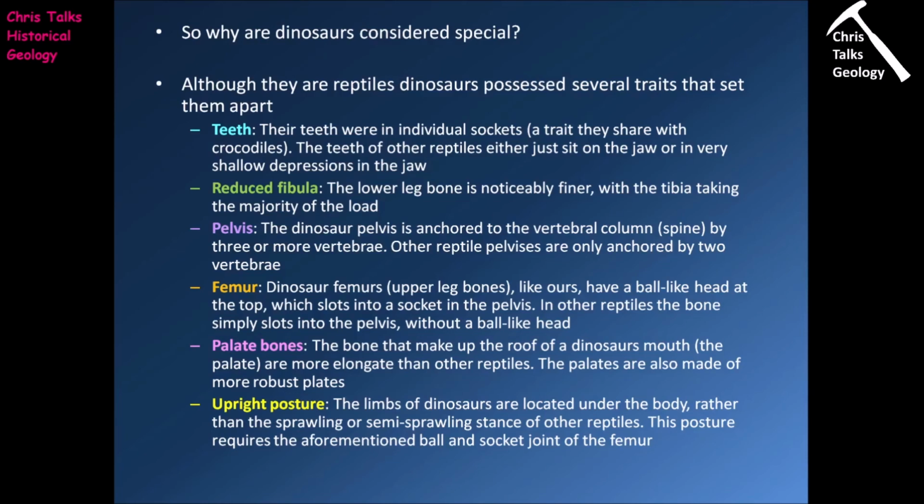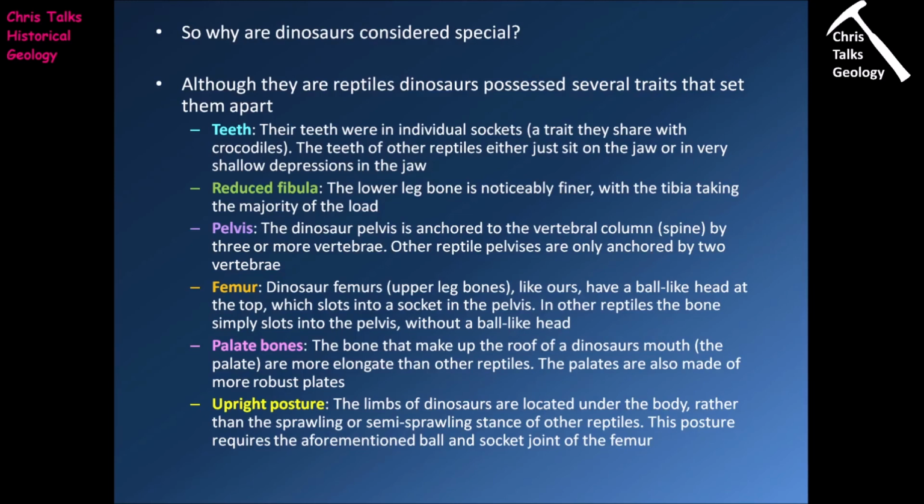So other reptile pelvises are only anchored by 2 vertebrae. By anchoring to 3 or more vertebrae, it essentially means your pelvis is better attached to your spinal column. It gives your body more strength. Your body is more robust. It also means your body can therefore be larger. And so this is obviously going to be a very helpful thing to have, especially when you consider the size that dinosaurs managed to reach.